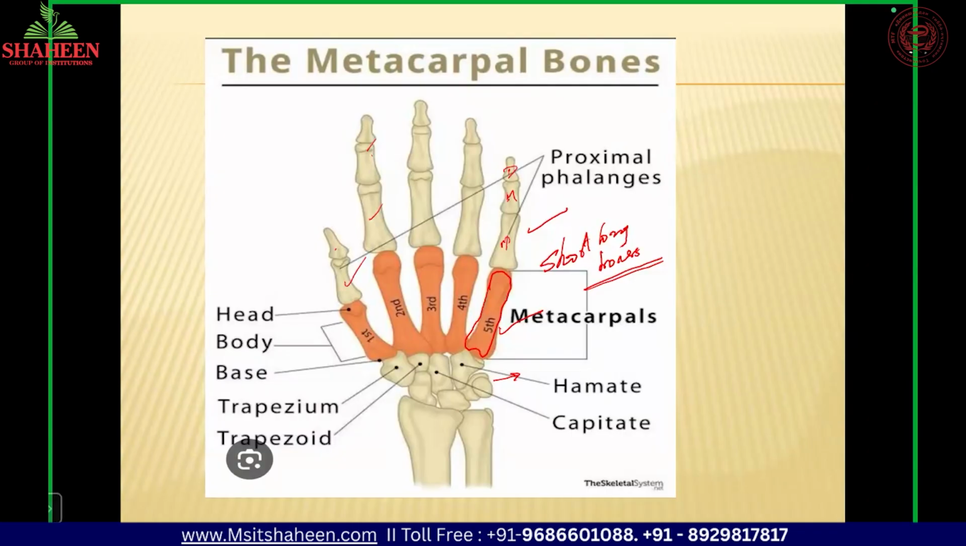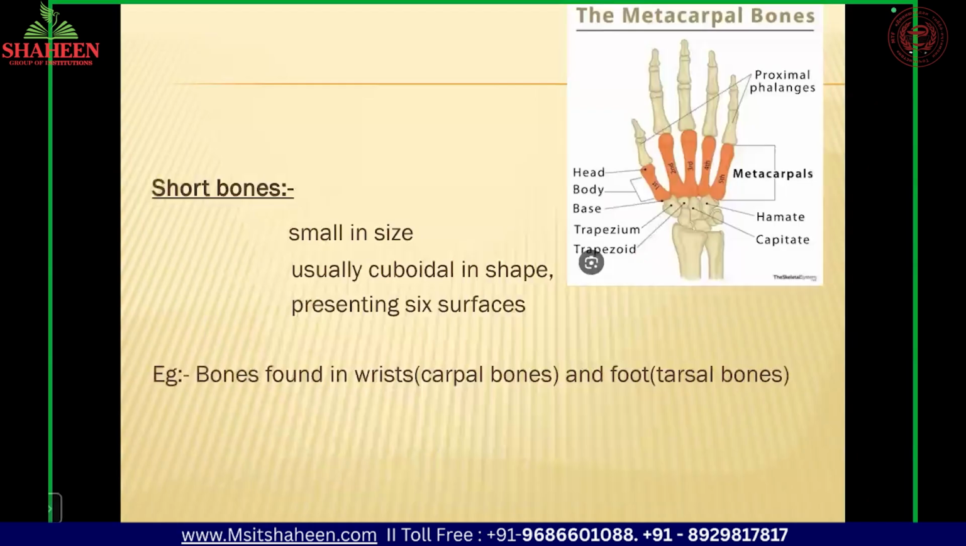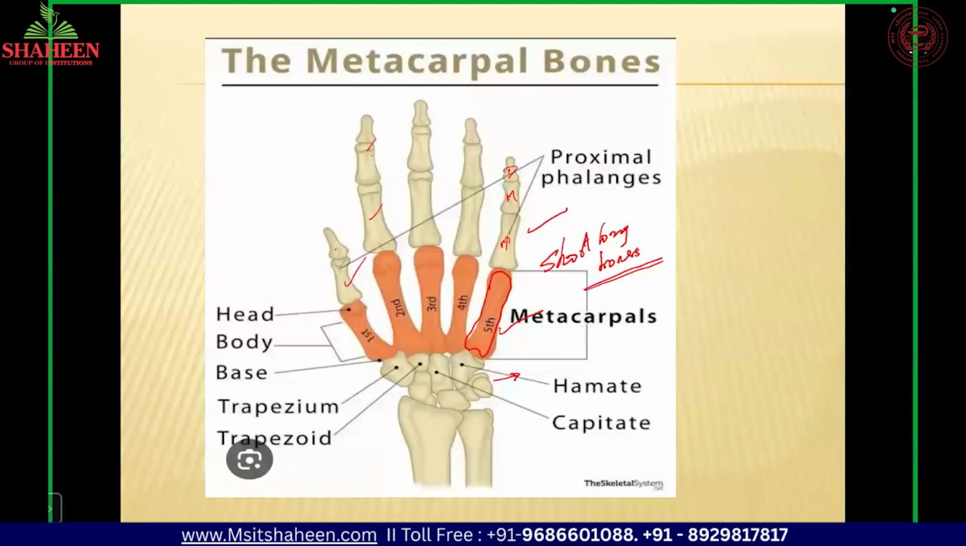Okay. In the metacarpals, the head region is called the epiphysis. We have only one head and the shaft. So this will be considered as the epiphysis and this will be the shaft. Only one head. Okay.